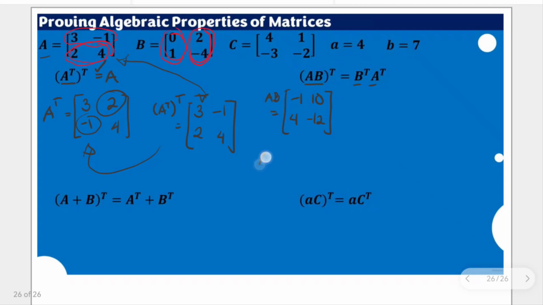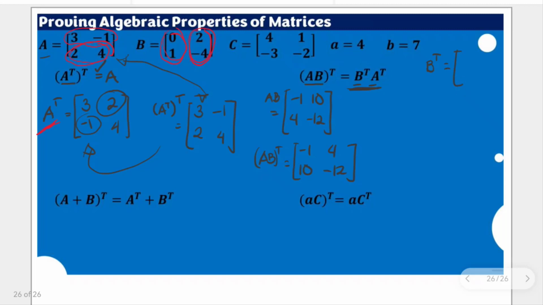So if we are going to get the transpose of this product, it will still be -1 here and -12, but the 4 will be placed here and 10 here as well. So this should be the result of the product of the transpose of B and the transpose of A, so that the property will hold. Let's try to have the transpose of B first, because we already have the transpose of A here. So we'll be using that later.